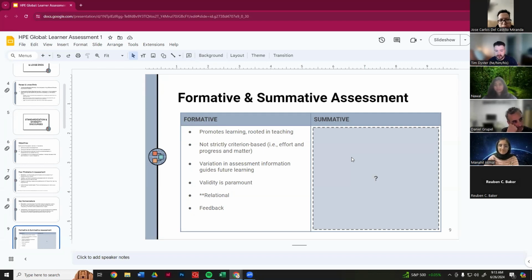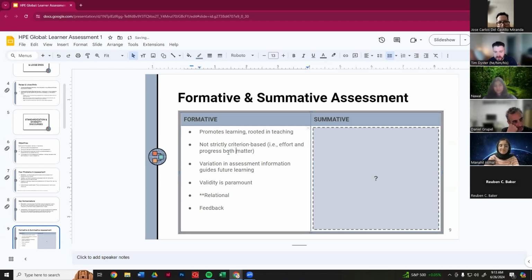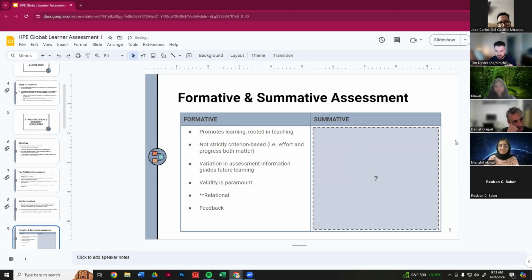So effort and progress both matter. The other thing that comes up is that some variation in the assessment information can actually guide future learning. It's still important that it's valid, that you're getting feedback on the thing that you want feedback on. But having a variety of different opinions can actually be helpful. Getting people's perspectives, even if they don't agree, is still useful in formative spaces.